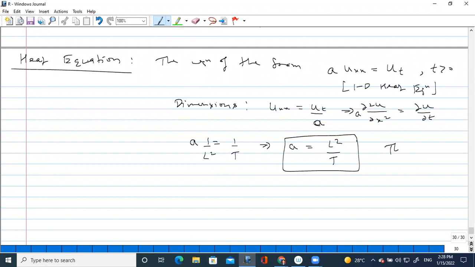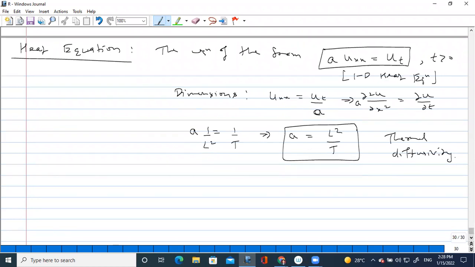So what have they told? Thermal diffusivity. Okay. So you can note this down, and this will be my heat equation. The method to solve the heat equation will be similar. How to solve the heat equation? We will apply the same method of variable separable here.